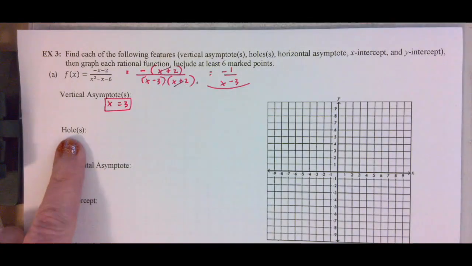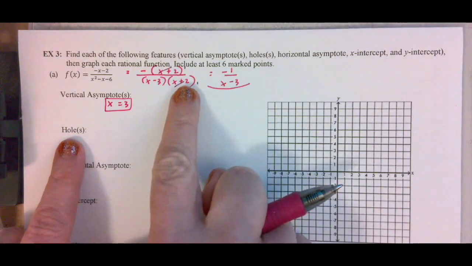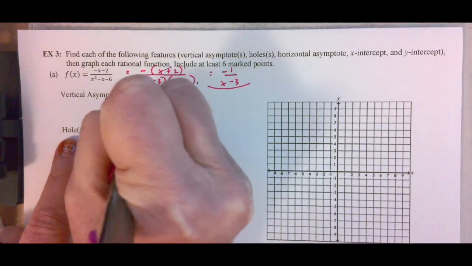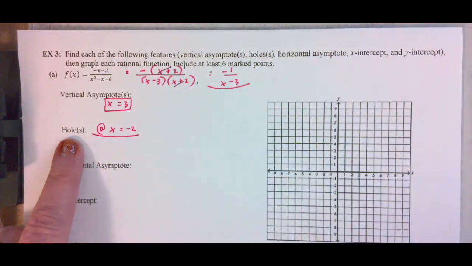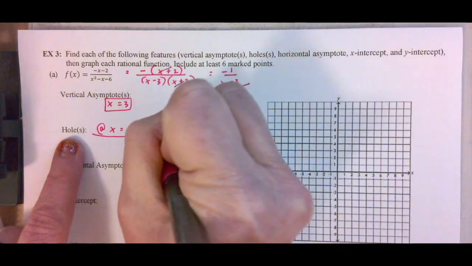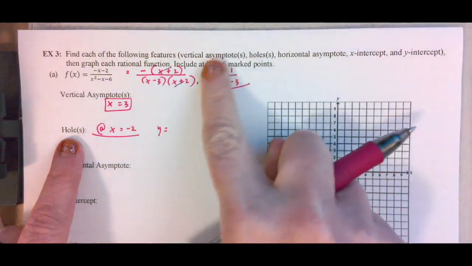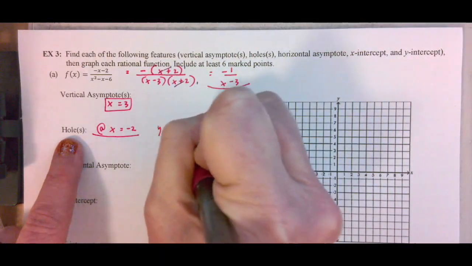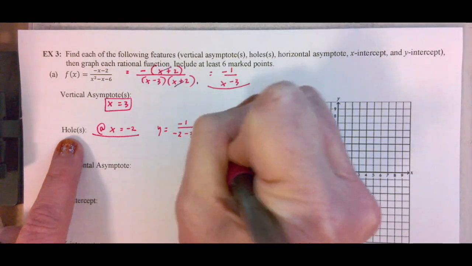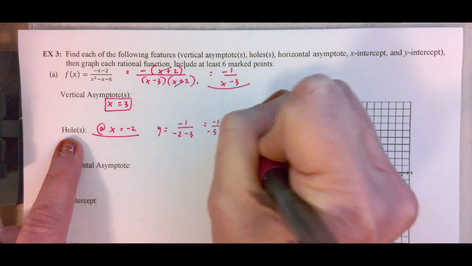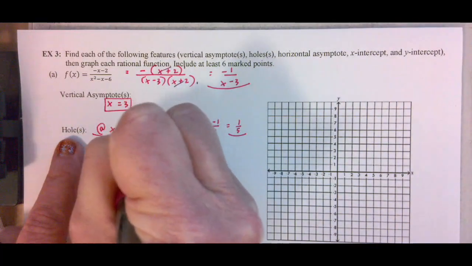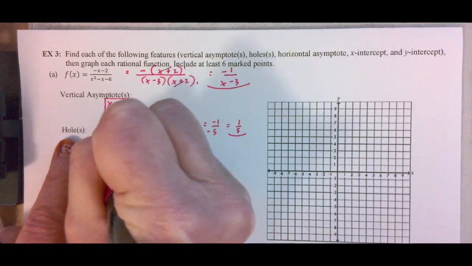Okay, my hole or holes come from what cancel away. So if I set x plus 2 equal to 0 and solve, I get a hole at x equals -2. But I need to plug in to find the y value that goes with it. So I plug into this reduced format. So -1 over -2 minus 3. So I get -1 over -5, which is just 1 over 5. Okay, as a point, I'd say -2 comma 1/5.